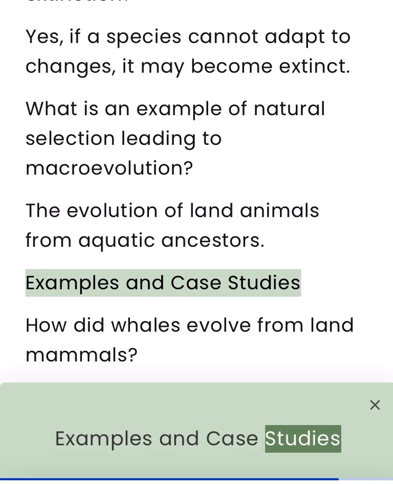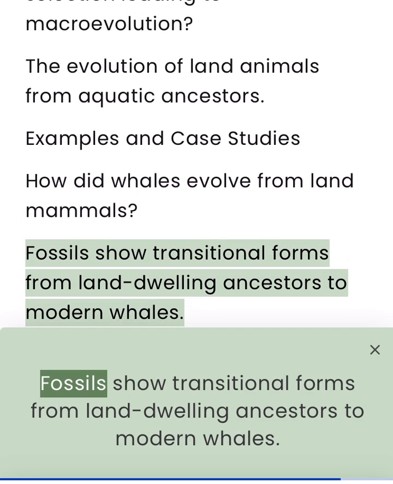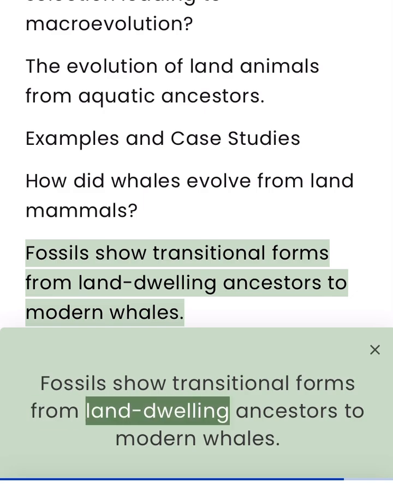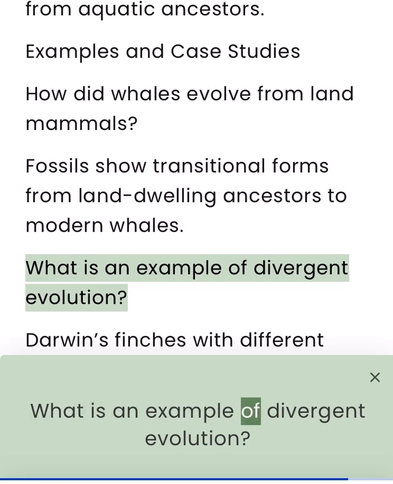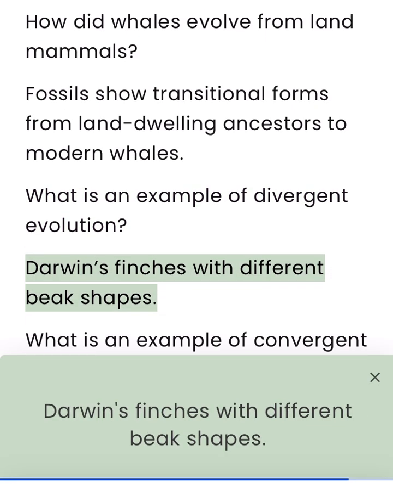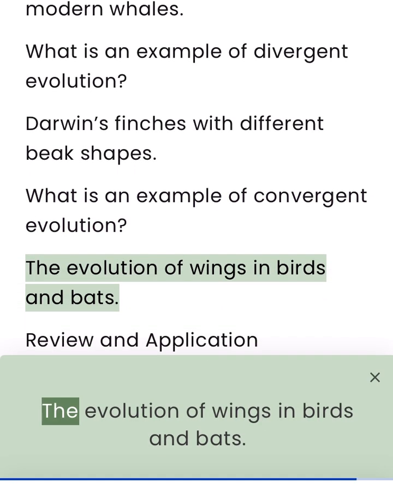Examples and case studies. How did whales evolve from land mammals? Fossils show transitional forms from land-dwelling ancestors to modern whales. What is an example of divergent evolution? Darwin's finches with different beak shapes. What is an example of convergent evolution? The evolution of wings in birds and bats.